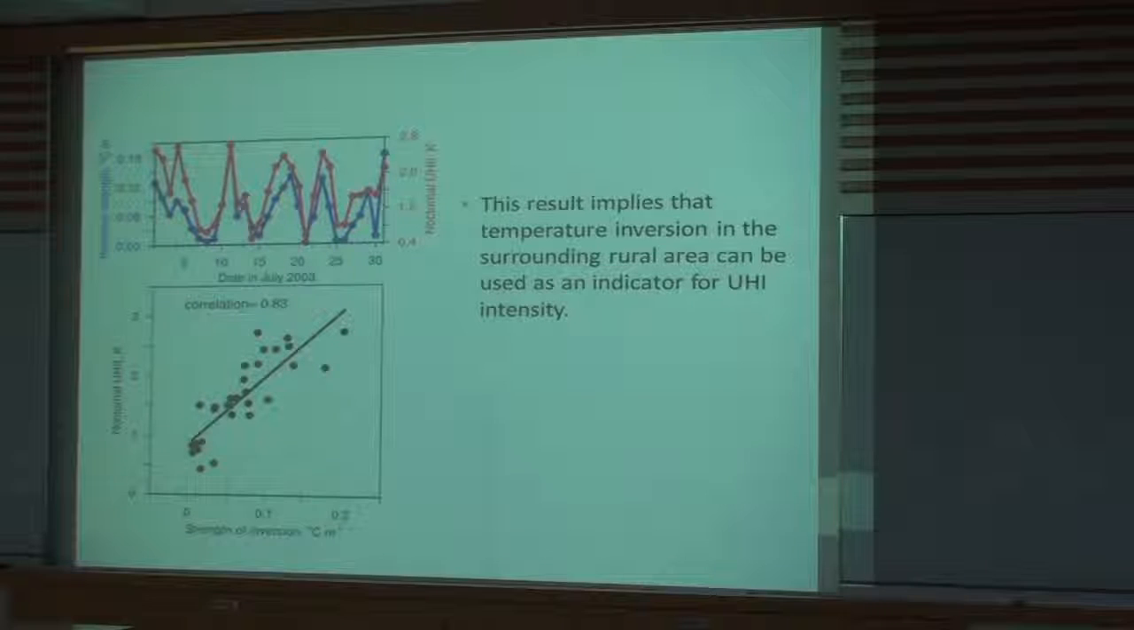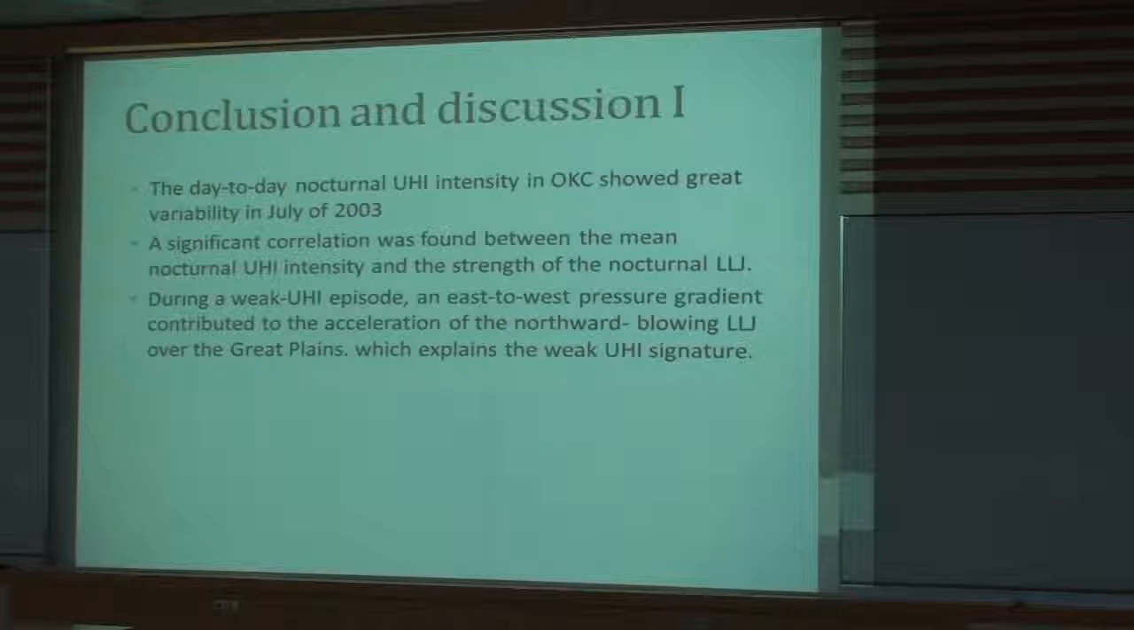The results here are the inversion strength. They compare the inversion strength and the natural urban heat island intensity, and the correlation is quite good. It implies that the temperature inversion in the surrounding rural area can be used as an indicator for the UHI intensity. And the last part is the conclusion.